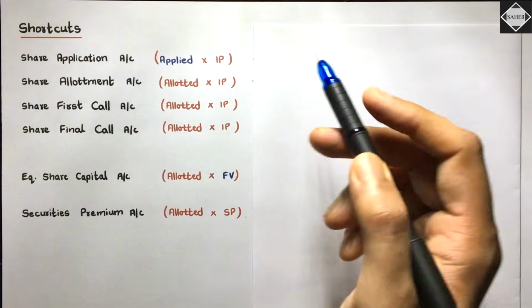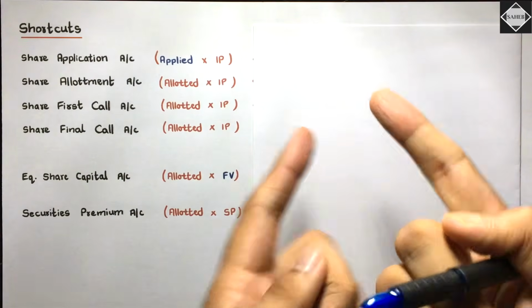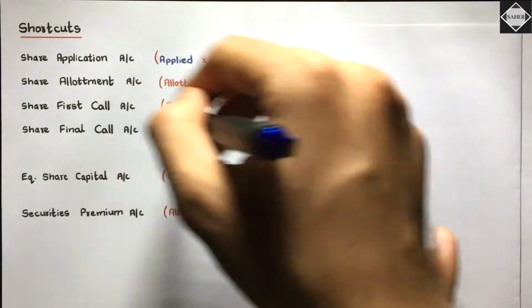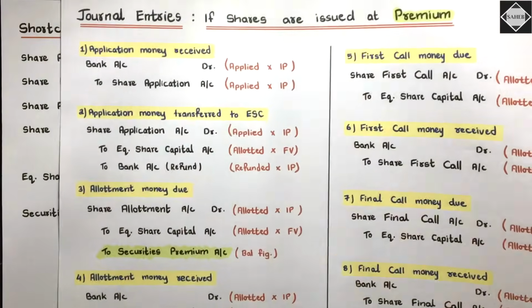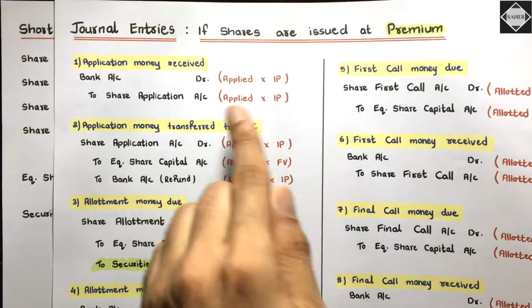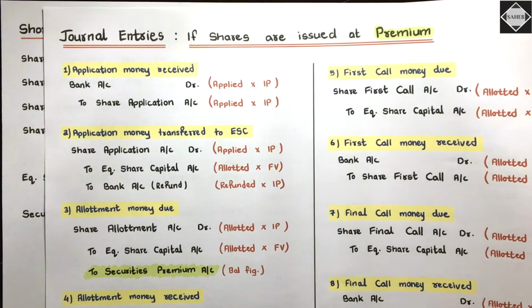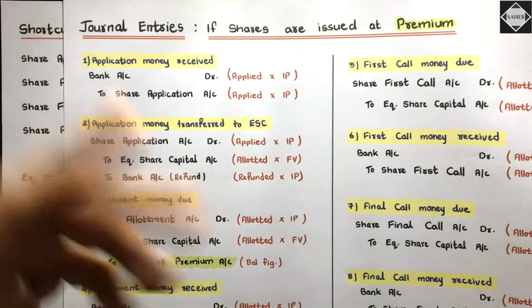And then for share allotment, share first call account, share final call account, for all these three, what will happen? Allotted into IP. How many shares we have actually allotted, into the allotment part of IP, into the first call part of IP, into the final call part of IP, like that. In the premium example we saw, we got 1,20,000 applications. That is why applied into IP became very important there. It was different to allotted into IP, isn't it? In par it was the same, but in applied I took that adjustment and explained what the difference is.